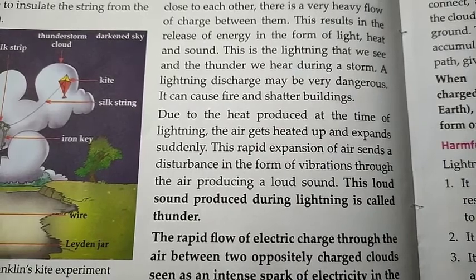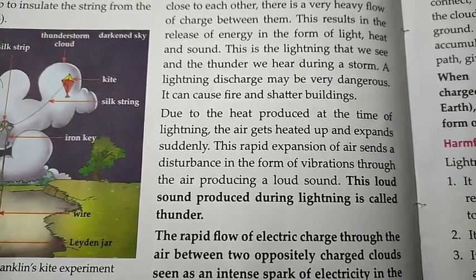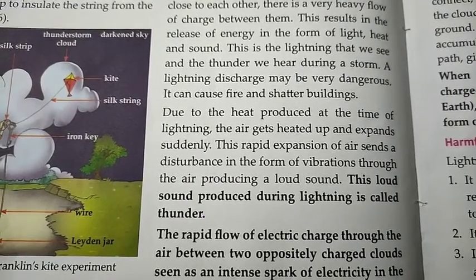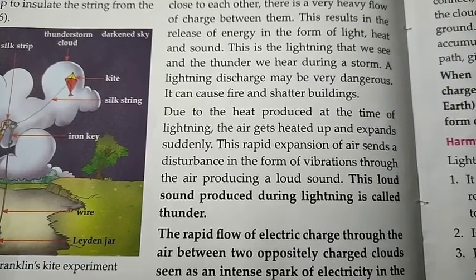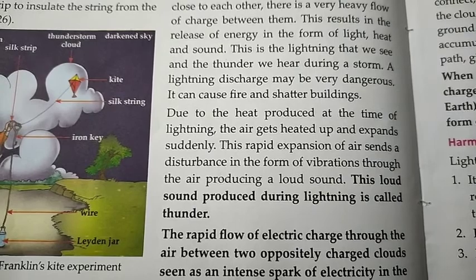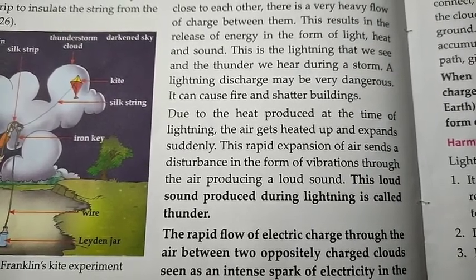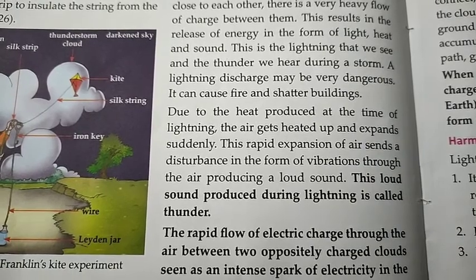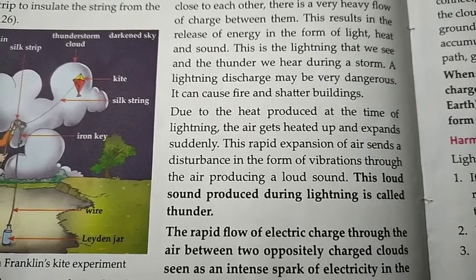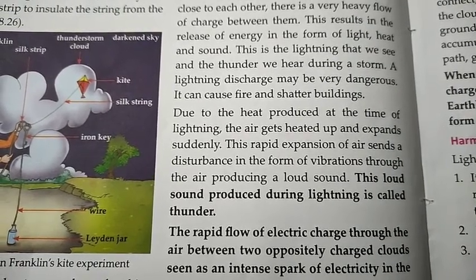So at the time of lightning, what happens? Heat is produced. So the air also gets heated and expands suddenly. And due to this rapid expansion of air, there is a disturbance in the form of vibrations through the air, and it produces a loud sound. As we know, sound is produced due to vibrations. So due to sudden expansion of air, there is a disturbance in the form of vibrations, so it produces a lot of sound, which is called thunder.